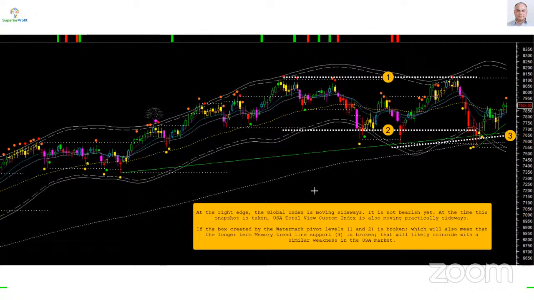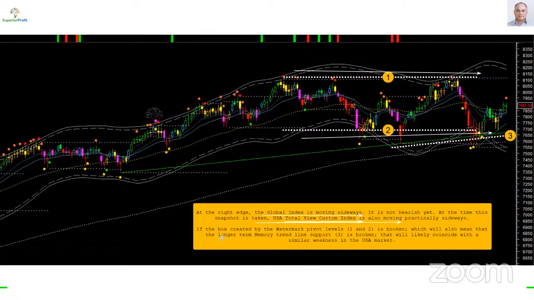At the right edge, and this is the global index, using the Q entry daily chart. At the right edge, the global index is moving sideways. This is not bearish yet. At the time this snapshot is taken, the USA total view custom index is also moving practically sideways. Remember, in USA, we have a total view custom index. Individual indices might be moving up or down, but during this period, the total view index, very interesting. If you observe, the total view index was practically moving sideways.